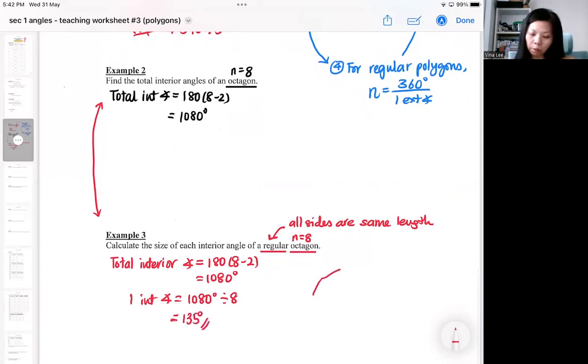So that means if you go and draw, of course, it's not very easy to draw 8-sided. Yeah, I'm quite bad at drawing 8-sided. So each of them is 135. You can try drawing out 8-sided. Each of them is 135 when they say regular.